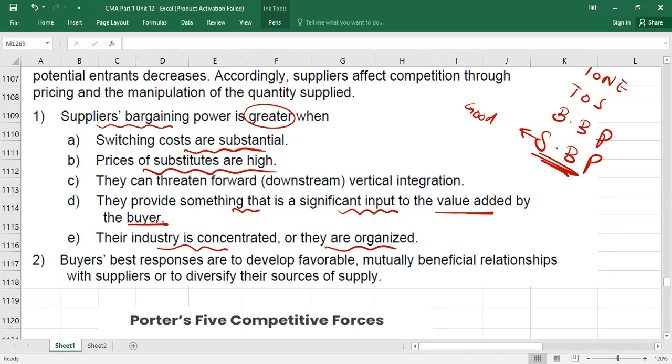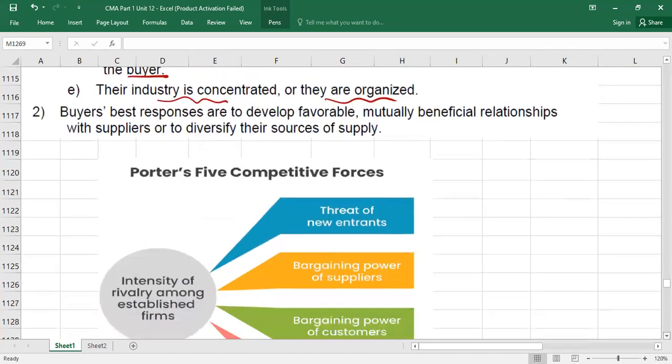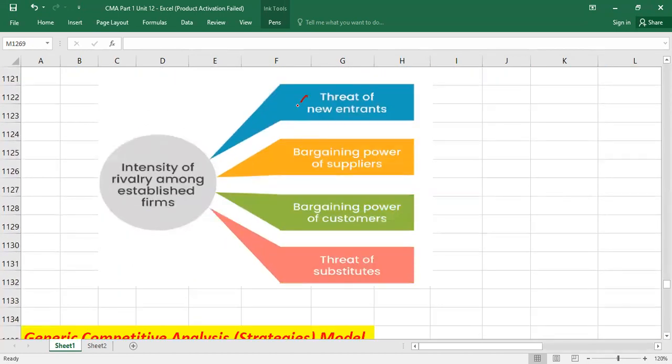When you have many buyers available in the market, you are in a strong position. When for buyers switching cost is high, you are in a strong position. When the prices of substitutes are high in the market, you are in a strong position. Understood? So these 5 factors are there: threat of new entrants, bargaining power of suppliers, bargaining power of customers, threat of substitutes.